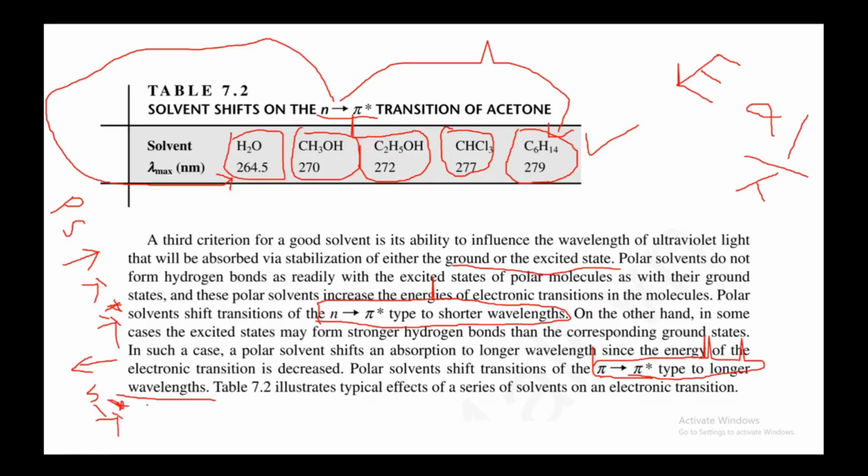from this topic, or from these lines, that if you are using a polar solvent, what is the polar solvent going to do in your molecule? It is going to decrease the n to pi star transition wavelength, and it is going to increase the wavelength of the pi to pi star transition. So table 7.2 illustrates the effects of a series of solvents on the electronic transitions that we discussed.